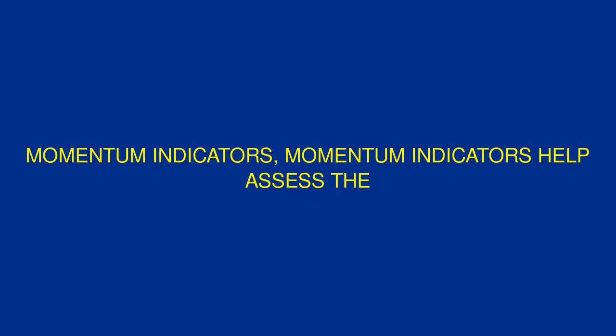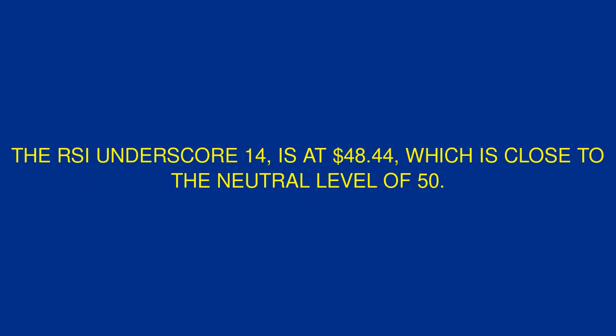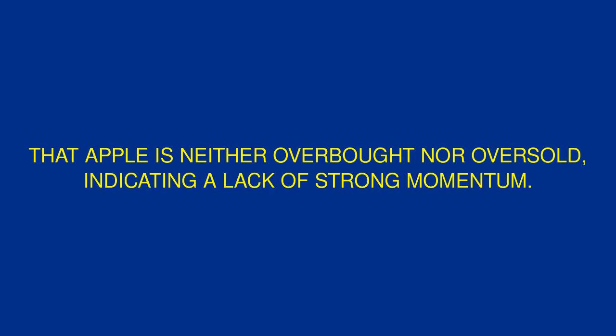Momentum indicators. Momentum indicators help assess the strength and direction of the stock's price movement. Relative Strength Index, RSI_14. The RSI_14 is at 48.44, which is close to the neutral level of 50. This suggests that Apple is neither overbought nor oversold, indicating a lack of strong momentum. The RSI has been trending below 50 in recent days, e.g., 44.50 on May 29, reflecting selling pressure, but the slight uptick to 48.44 shows some recovery.